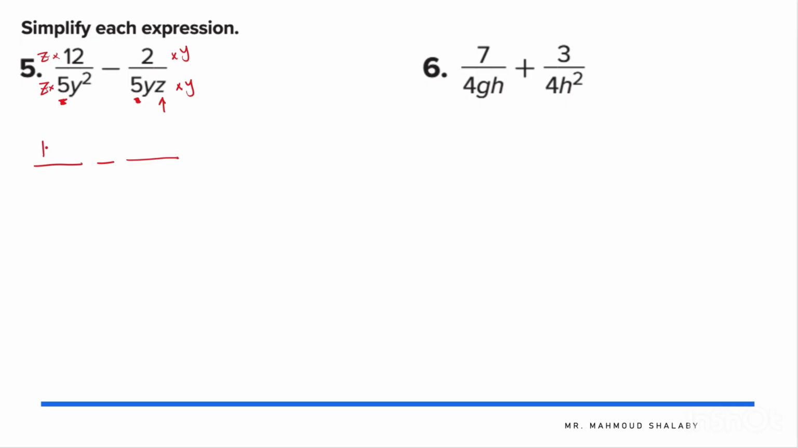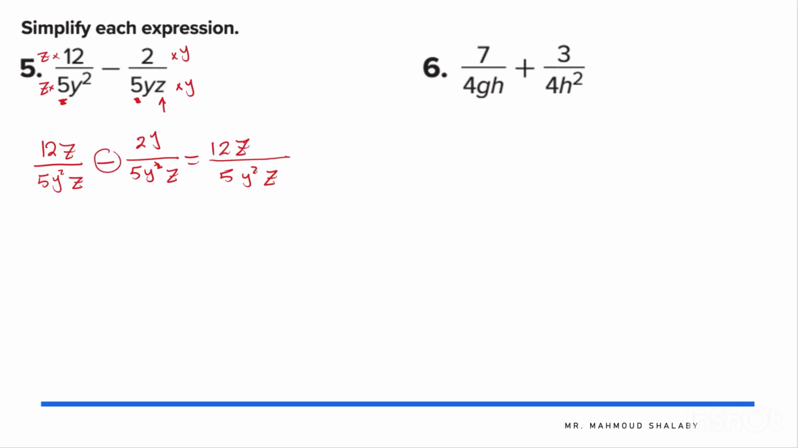Z multiply 12 is 12z, z multiply 5y squared is 5y squared z, 2 multiplied by y is 2y, 5y z multiply y, it will be y squared, so 5y squared z. And you must be sure when we are doing these changes, we are doing it so we have a common denominator or alike denominators, which is the case here, so your answer should be correct. You have 5y squared z, this is the common denominator. We write it again and we write only the numerator, so it's a 12z.